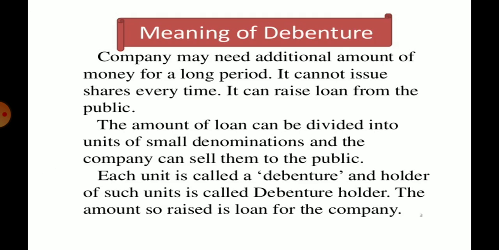Right? Okay, the meaning of debenture: the company may need an additional amount of money for a long time. It cannot issue shares every time, so it can raise a loan from the public. The amount of loan can be divided into units of small denomination and the company sells them to the public. Each unit is called a debenture and the holder of such is called a debenture holder.